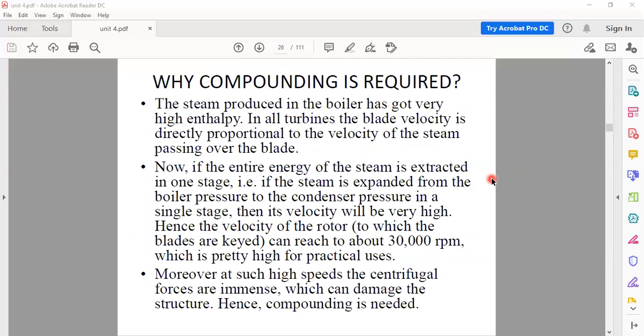The steam produced in the boiler has very high enthalpy. In our turbine, the blade velocity is directly proportional to the velocity of steam passing over the blade. Why is compounding required?